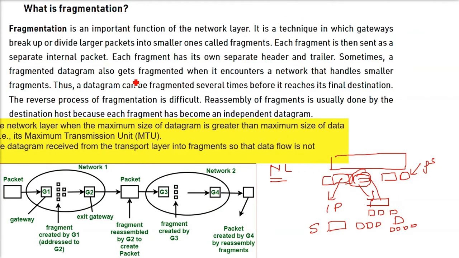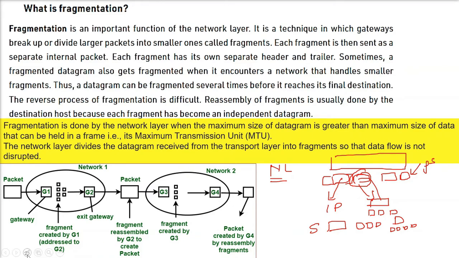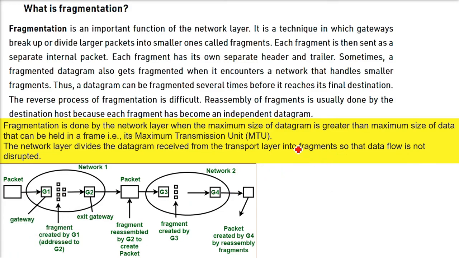So let me tell you again: fragmentation is done by which layer? Layer 3, the network layer. It is done when the size of the datagram is greater than the maximum size of the data that can be held in a frame. That is called the MTU, maximum transmission unit. So the network layer divides the datagram received from the transport layer into fragments so that data flow is not disrupted and the network can handle it, because if you have a bigger size, they simply drop it.